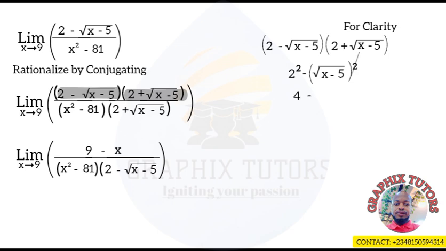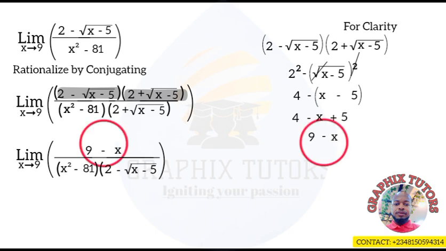This square will cancel this square root. I'll be left with what? x minus 5. Because of the minus in front of it, I'll put it in brackets. Can you see? If I expand it, I'll be having 4 minus x, then minus times minus gives plus 5. So we're having 4 minus x plus 5, which will give us what? 9 minus x. You can see that they are the same. So you see this is faster and more effective.